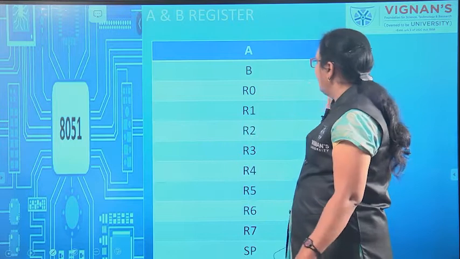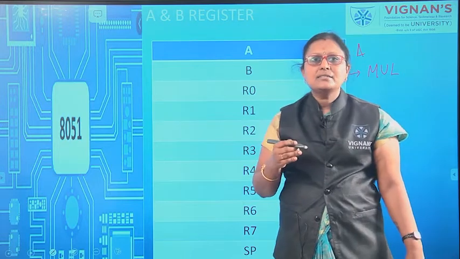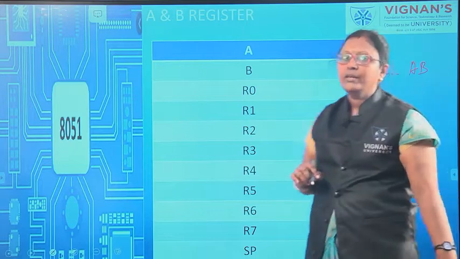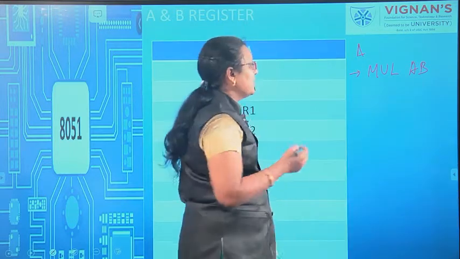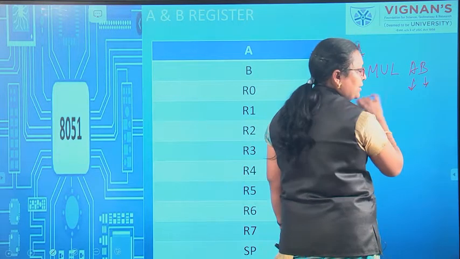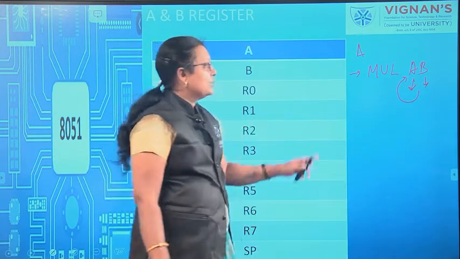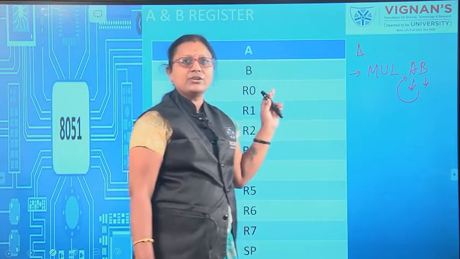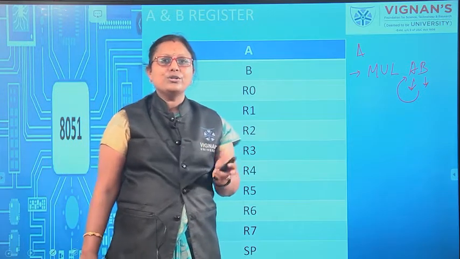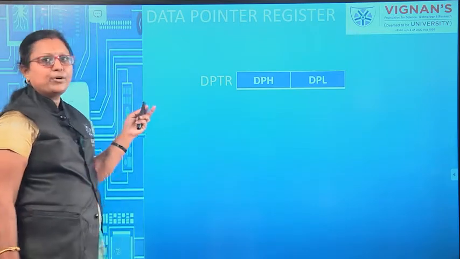For example, while you are using the multiplication function, that is MUL, at this place you are using AB, okay. If you give this command, MUL AB, the contents of B and contents of A will be multiplied and stored again in the A register. So, along with the A register, your B register will be used over here. Each and every register consists of 8 bits, from R0 to R7, as shown over here. And the next one is the data pointer register.